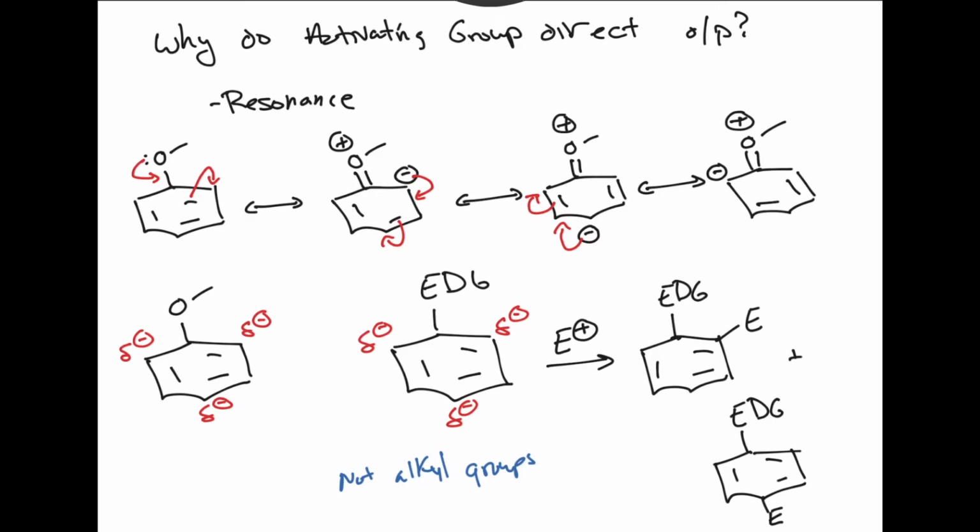Right? So alkyl groups don't fit with this description or with this explanation because they don't have a lone pair. If you look at toluene, there's no lone pair on my carbon on my methyl group, right? So I can't draw resonance structures like I did. So I like to think about the intermediate that's going on the way to the product.